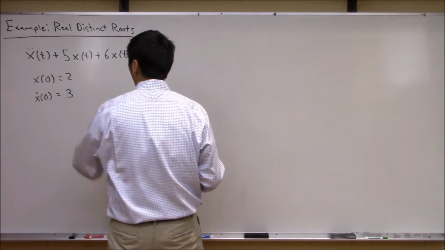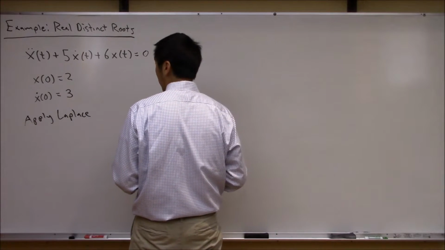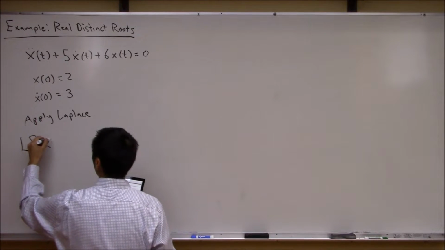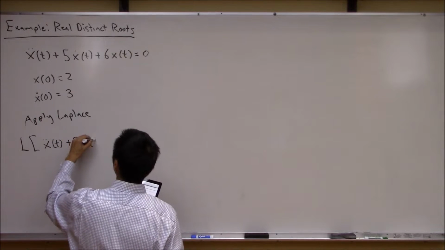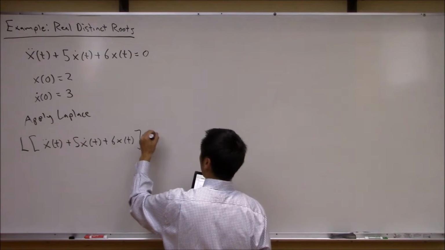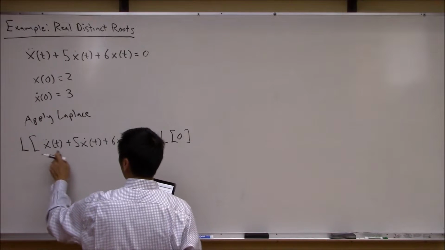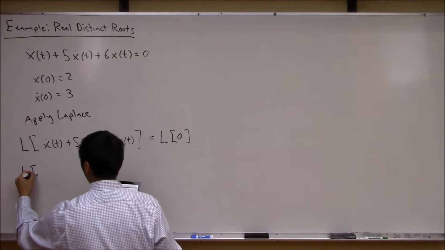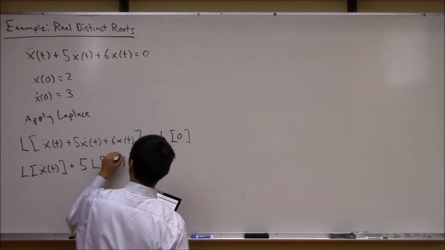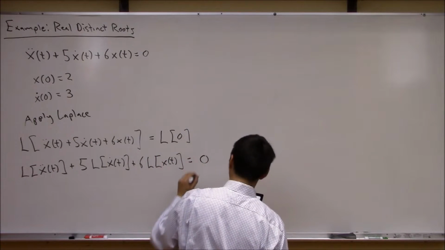So again, what we want to do is use the Laplace technique to solve this linear ordinary differential equation. We're just going to take the Laplace transform of both sides, transforming from the time domain to the Laplace domain: x double dot of t plus 5x dot of t plus 6x of t equals 0. Since the Laplace transform is a linear operator, we can distribute it to each term individually. So this is the Laplace transform of x double dot of t, plus 5 times the Laplace transform of x dot of t, plus 6 times the Laplace transform of x of t, equal to the Laplace transform of 0, which is just 0 again.